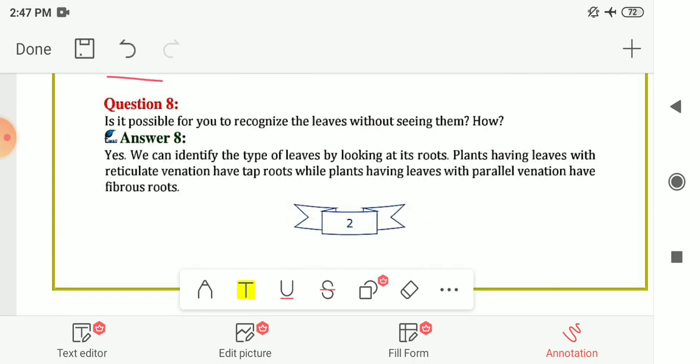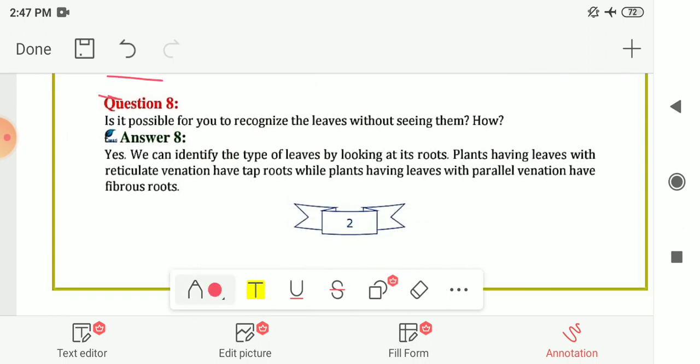Next, eighth number, is it possible for you to recognize the leaves without seeing them, and how? So yes, we can identify the types of leaves by looking at its roots. Without looking at leaves, we can identify the type by only looking at the roots. Plants having leaves with reticulate venation have taproots, while plants having leaves with parallel venation have fibrous roots. So by the types of roots, we can identify the type of venation in the leaves.